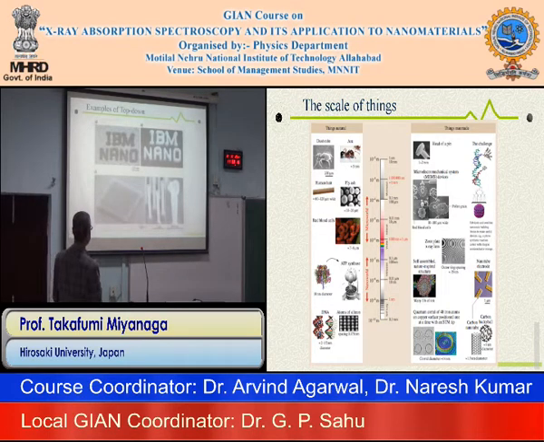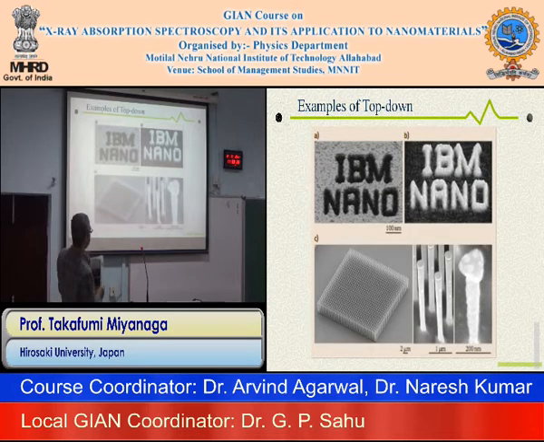This is a typical photo from the top-down examples. For the production of nanomaterials, there are two categories. First is the top-down, and the second is the bottom-up. That is very typical for the government or some organization of our societies. But in the case of the top-down, an STM tip, a very thin tip, controls the atoms as you like.